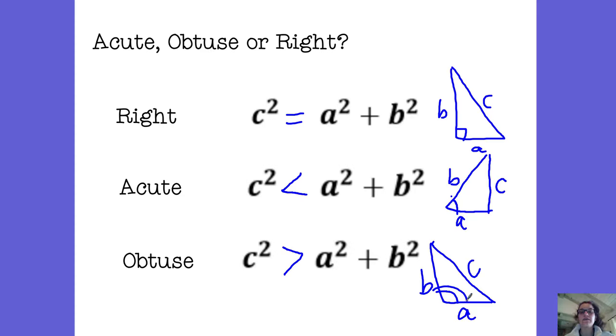So the moral of the story is we can plug the biggest side in for C and then plug the other two sides in for A and B. If c squared ends up being equal to a squared plus b squared, it's a right triangle. If c squared is less than a squared plus b squared, it's an acute triangle. And if c squared is greater than a squared plus b squared, it's an obtuse triangle. So always put c squared on the left and a squared plus b squared on the right.